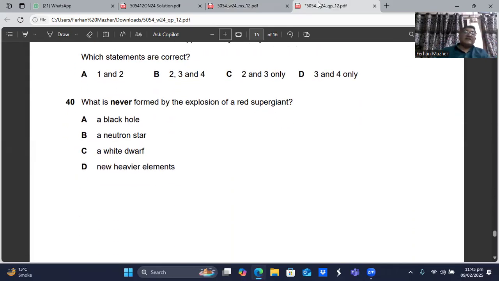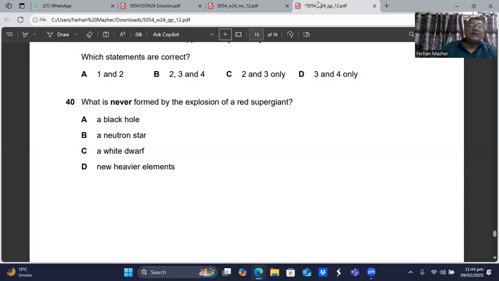Question number 40. What is never formed by the explosion of a red supergiant? A black hole. A red supergiant happens in the case of very large stars. A black hole, that can happen. A neutron star, yes, that can happen. A white dwarf, no. A white dwarf is formed in the case of small stars. A neutron star or black hole can be formed at the end of the life of a larger star. So a black hole, yes. A neutron star, yes. A white dwarf, no.